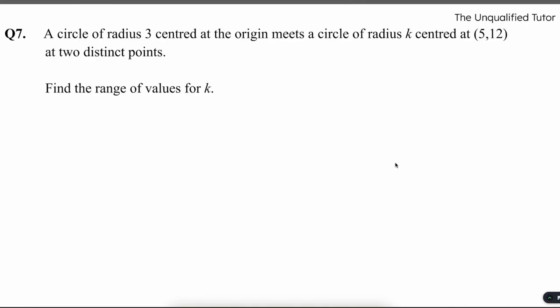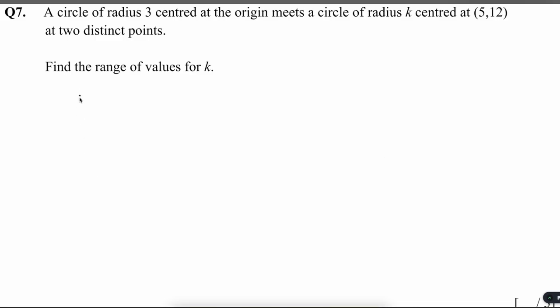Next question. A circle of radius 3 is centred at the origin and meets a circle of radius k centred at (5, 12) at 2 distinct points. Find the range of values for k. So with this one, it very much helps to have a diagram. If we've got a circle centred at the origin, that looks something like this. That's a horrible circle. Try again. And the radius is 3.